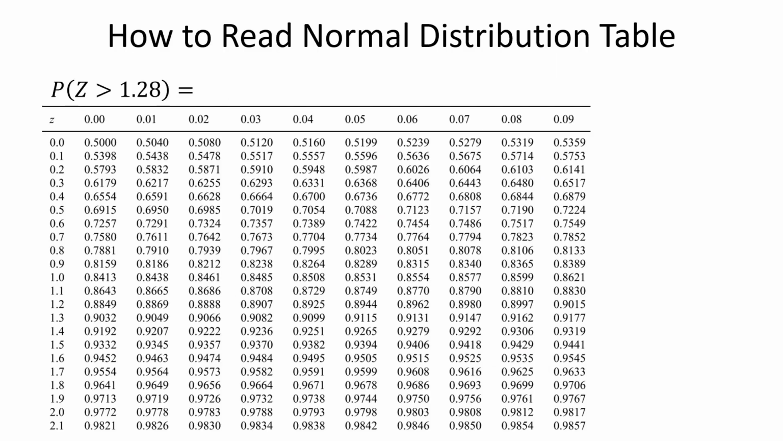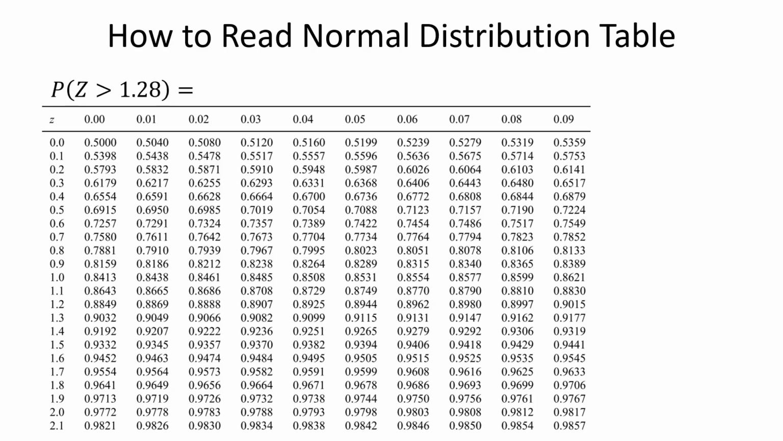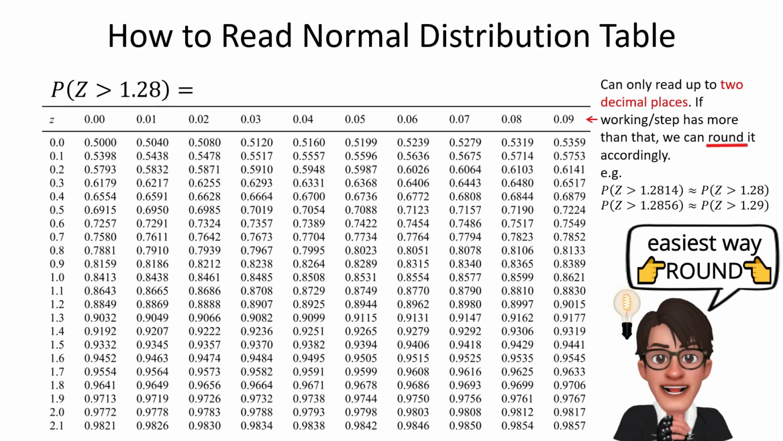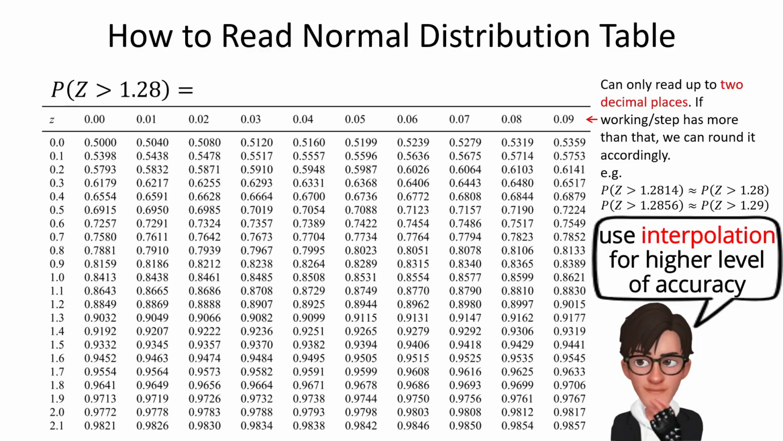Returning to the task at hand, to derive the probability from the standard normal distribution table using 1.28, extract the first two digits and get it from this column while the last digit from this row. Note that the table provides values up to 2 decimal places. For values beyond that, the easiest approach is to round the Z-score appropriately. However, for a higher level of accuracy, we are strongly encouraged to determine the value using the interpolation method.